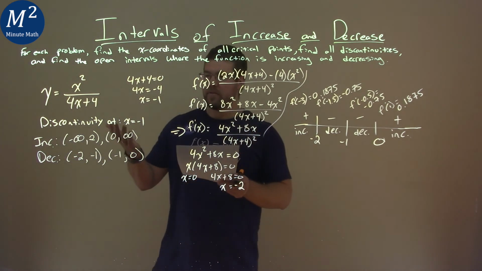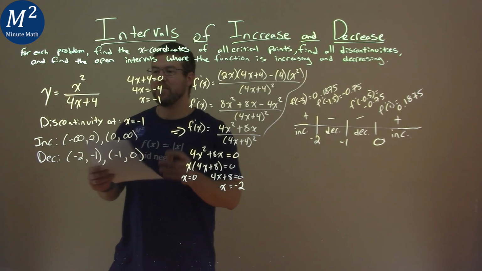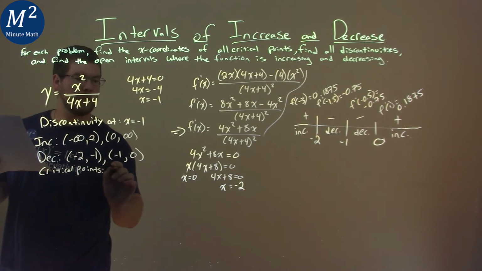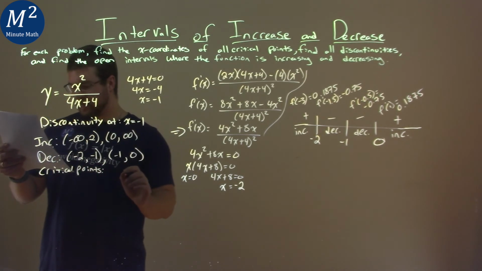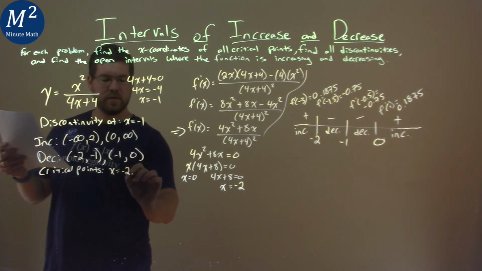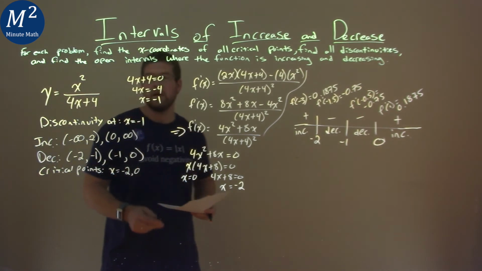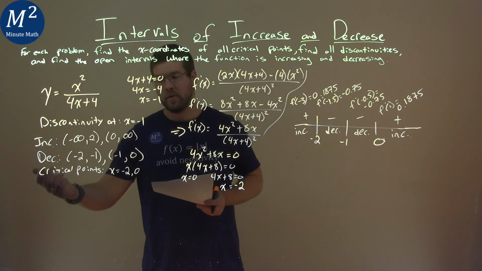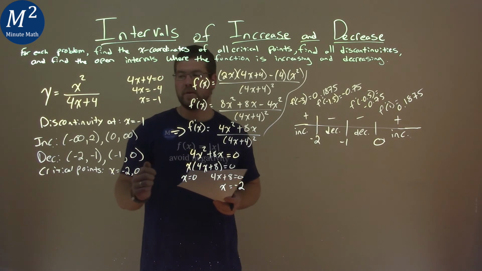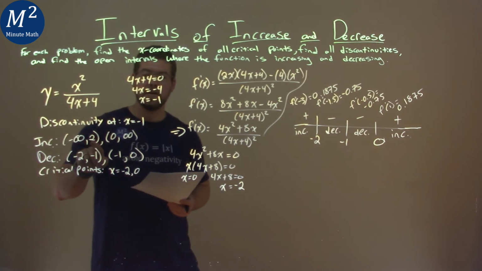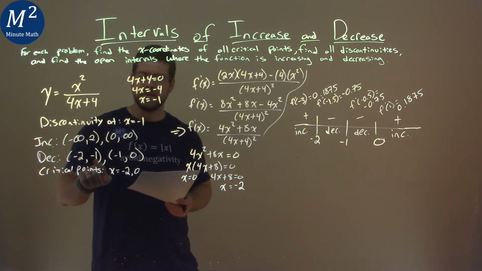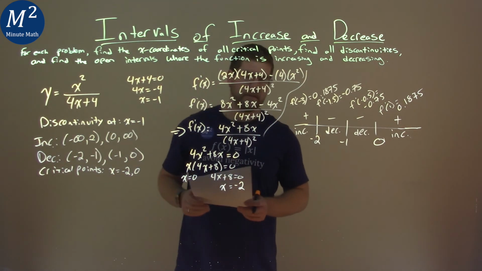And so our final answer here, I didn't put the critical points down. Whoopsie. Forgot that. Critical points were at negative 2 and 0. x equals negative 2 and 0. Almost forgot that. So our final answer here is we have discontinuity at x equals negative 1, critical points at x equals negative 2 and 0. We are increasing from negative infinity to negative 2 and from 0 to positive infinity. And we're decreasing from negative 2 to negative 1 and negative 1 to 0.